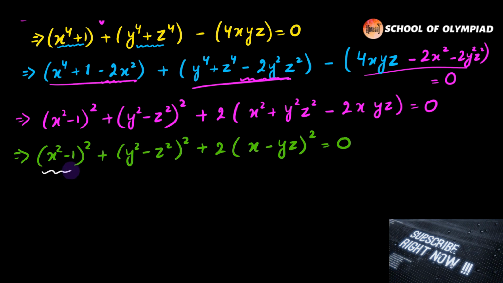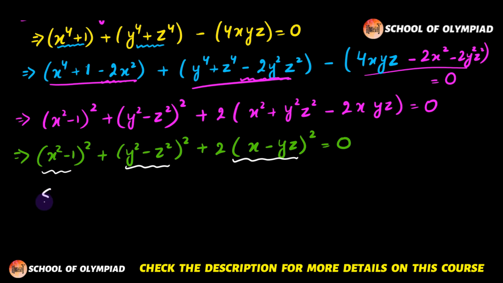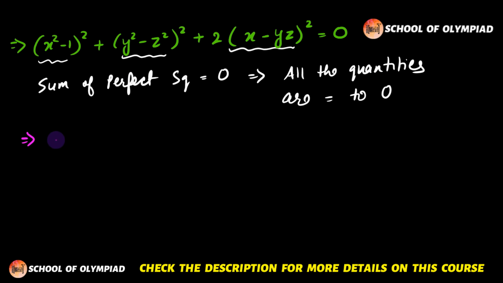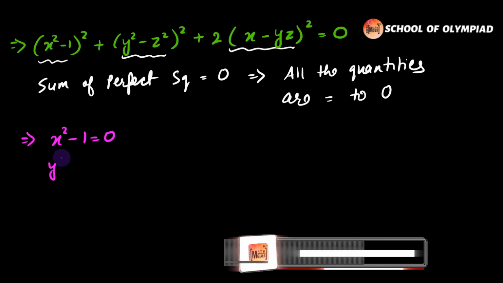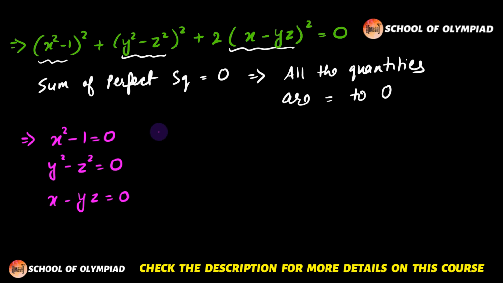Now this is a perfect square, this is a perfect square, and this is a perfect square. So the sum of perfect squares is equal to 0 implies all the quantities are equal to 0, and hence we get that x square minus 1 equals 0, y square minus z square equals 0, and x minus y into z equals 0.